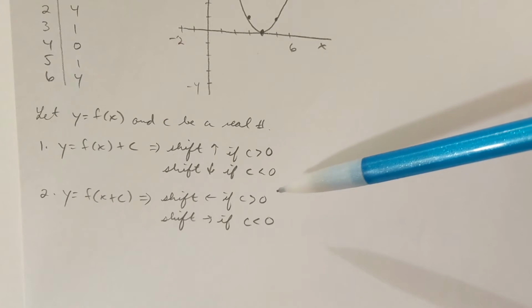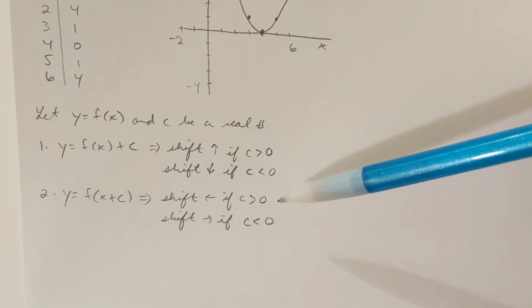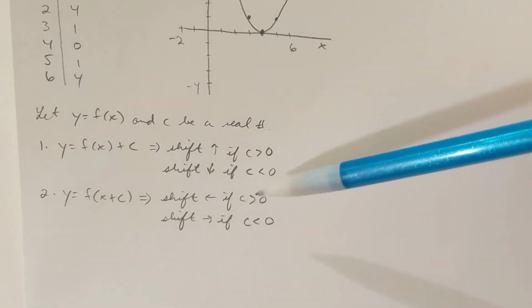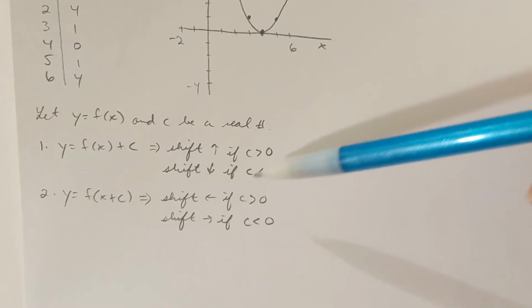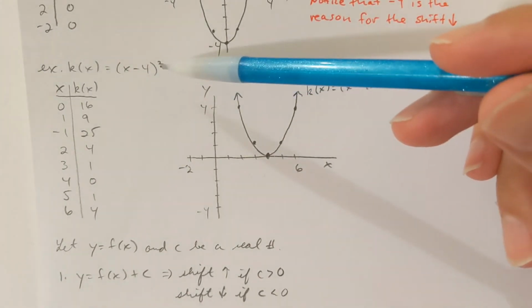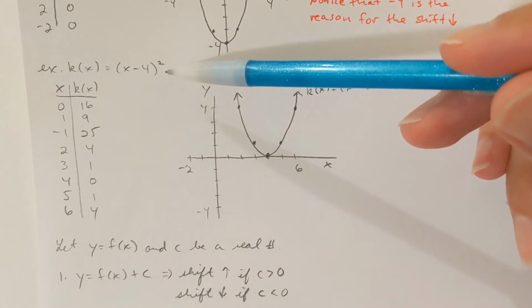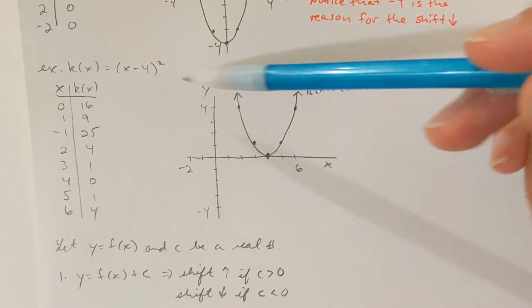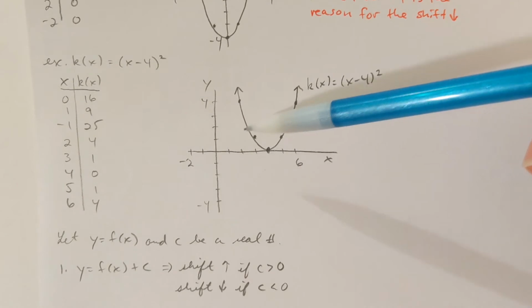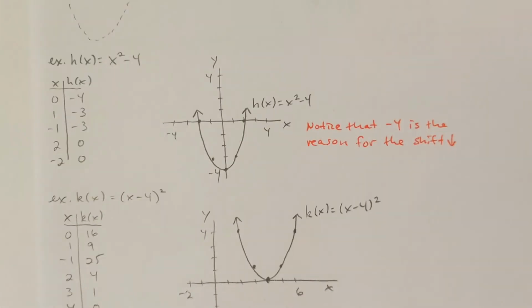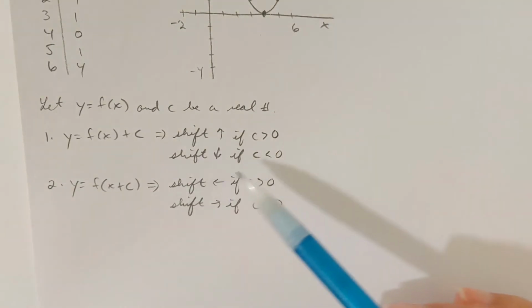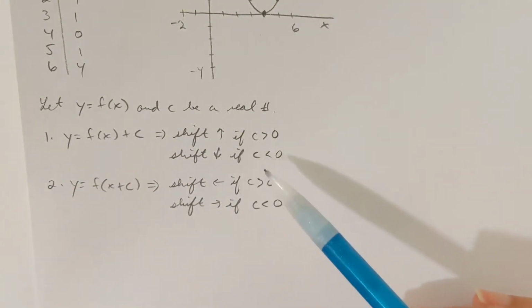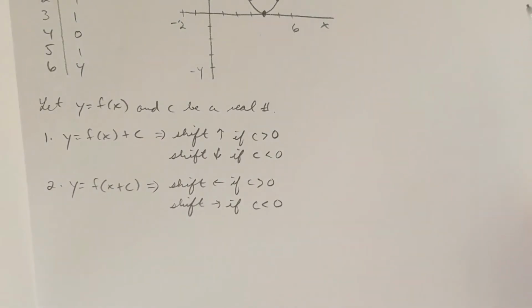Now it's kind of backwards from how we'd want to think of it. Usually we think c positive, I go to the right. C negative, I go to the left. But it's switched on us. C positive means that you go to the left that many units. And of course, c being 0 means that you've done nothing to change the original graph, so you're shifting 0 units.